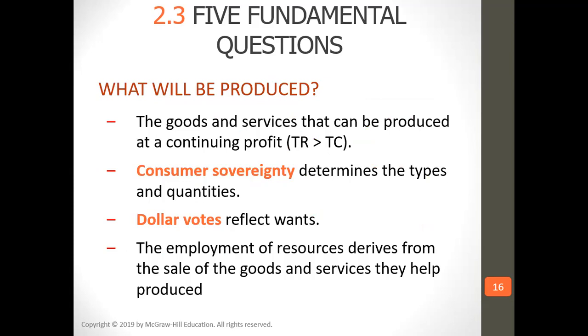So the goods and services will be produced at a continuing profit, so total revenue is greater than total cost. Dollar votes reflect wants. So if someone's buying something a lot, then the company will produce it more.